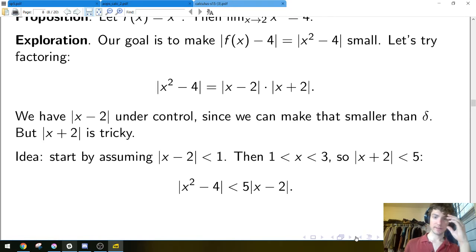Okay, questions on that part? I believe I'm understanding that part. Good, okay. So then all I've done here is replace the second factor by 5.